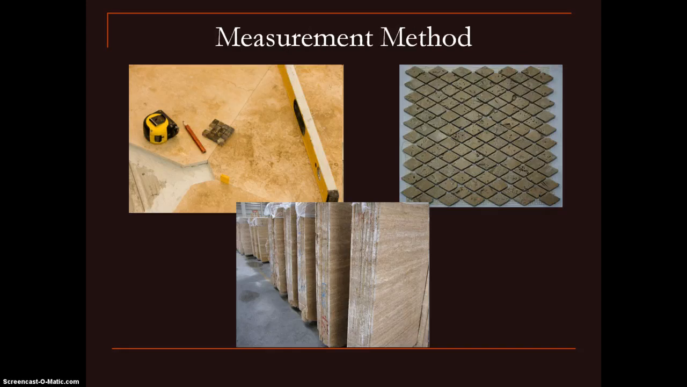The method of measurement: travertine is measured by the square foot. It is available in all kinds of sizes, ranging from small mosaics to tiles and slabs, and you can see pictures of those. Most tiles come in 18 by 18 inches, but they can also come in 12 by 12 inches, 16 by 16, 24 by 24, and 36 by 36.